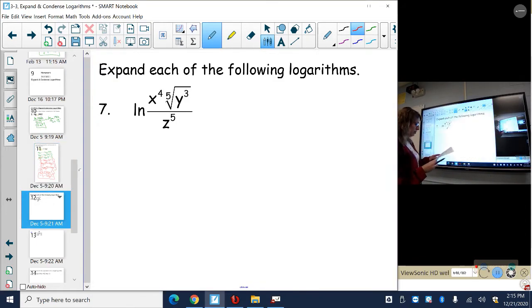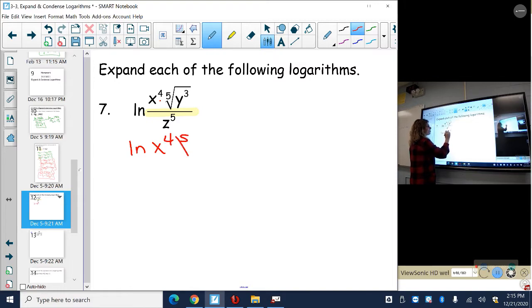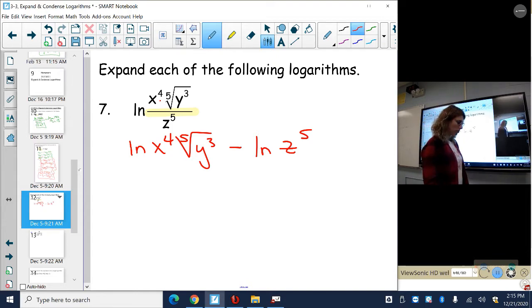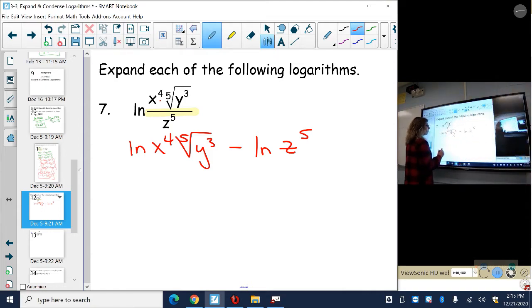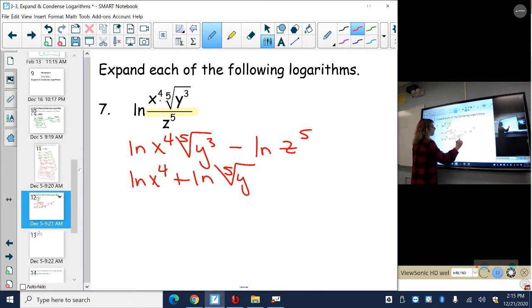Number 7. Number 7 said expand each of the following logarithms. So how do I expand this? Well, I see many bases here. So I'm going to do this one right here, which is the division. So this is the natural log of x to the 4th times the 5th root of y cubed minus the natural log of z to the 5th. Okay? Next, I'm going to go ahead and separate this: the natural log of x to the 4th plus the natural log of the 5th root of y cubed minus the natural log of z to the 5th.